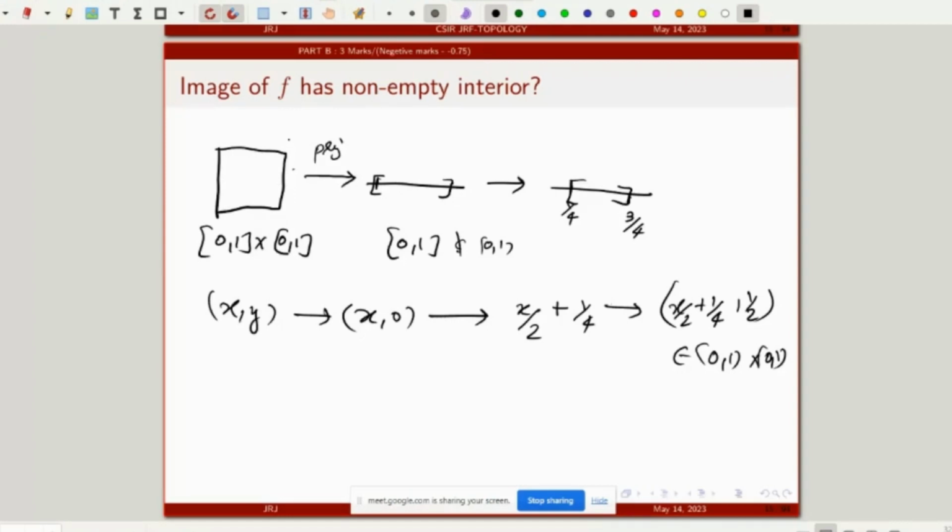So from here, what we will do is, this is our open (0, 1) cross open (0, 1). This line will not be there in our image, so we will just shift to this region. So the image will be a line, so it will have an empty interior. So this statement is not true.